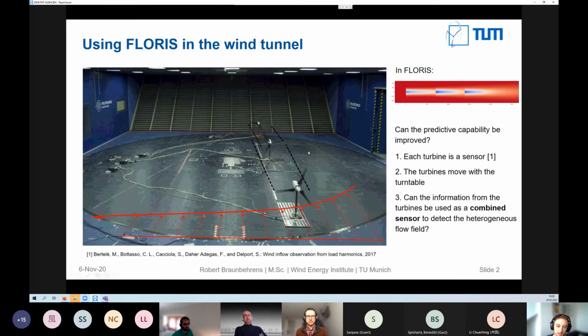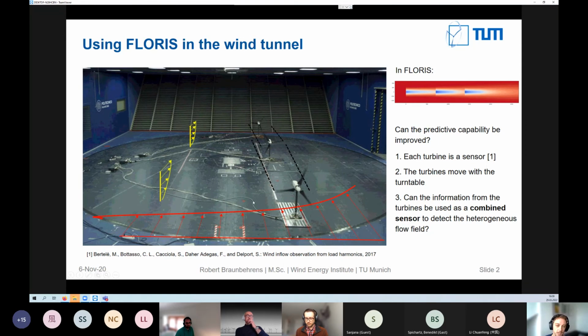These turbines are on a turntable that is rotating. So maybe it's rotating here clockwise, and then they would be on a diagonal. This is how you can simulate different wind directions in this experiment. But then the turbines also move into a regime of different flow velocity, and then your FLORIS prediction doesn't match anymore. So we learned that this is a known characteristic of this tunnel, that it has this gradient in the inflow.